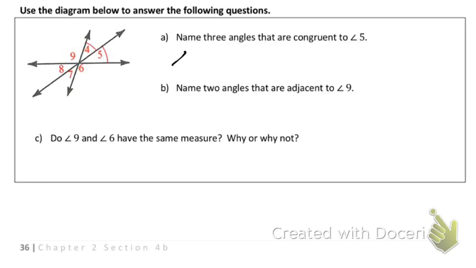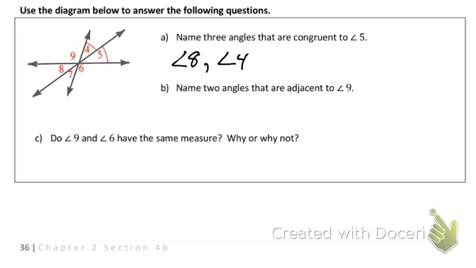8? How do you know 8 is? Because they're vertical angles. Vertical angles, perfect. Can someone name another one? Yeah, 4. How do we know angle 4 is? The little line. It's a symbol for congruent, right? So they better be congruent.